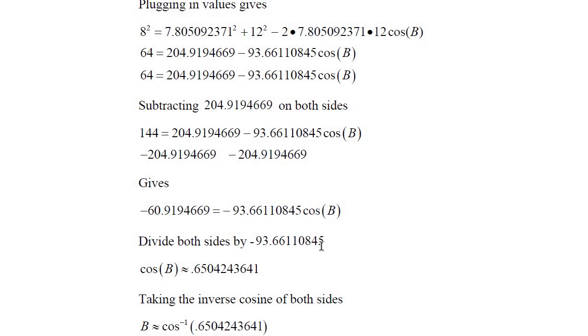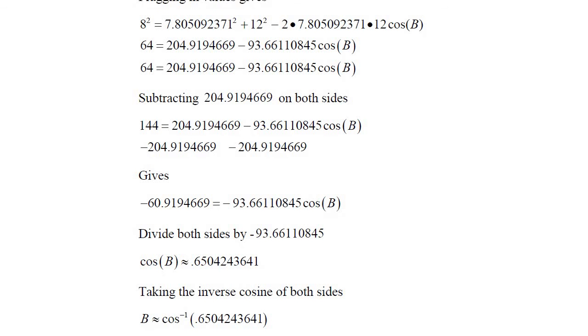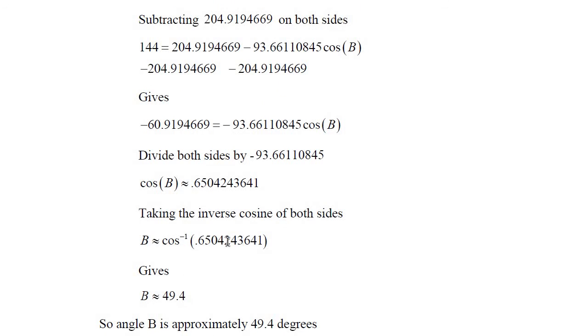Divide both sides by the negative 93.661, and that gives me the cosine of B is approximately 0.6504243641. To find angle B, I'm going to take the inverse cosine of both sides. And when I take the inverse cosine of both sides, this gives me angle B is approximately 49.4 degrees.